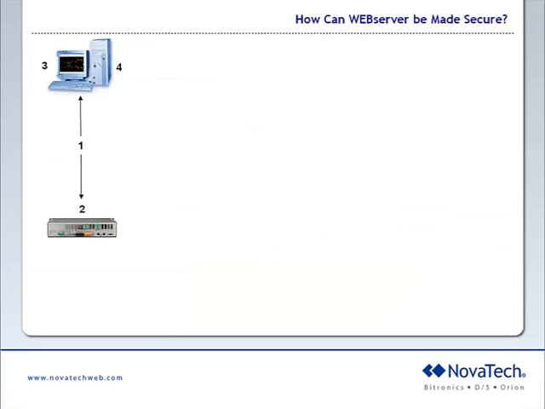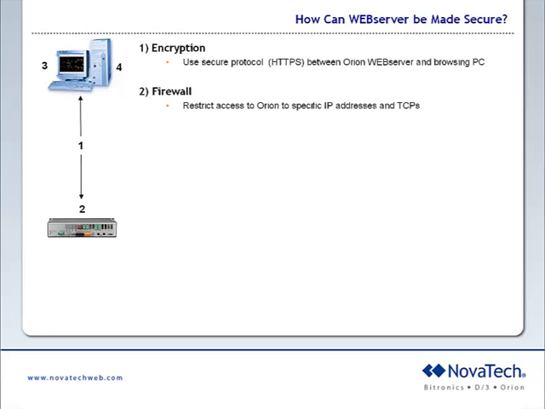Okay, moving on, let's talk a little bit about making web pages secure. There are at least half a dozen things you can do. First, obviously, use an encrypted protocol. Orion does support HTTPS, which is an encrypted session between Orion and the browsing PC. You can set up a firewall. Orion does cover the firewall, where you can restrict access to specific IP addresses, TCP ports and protocols.